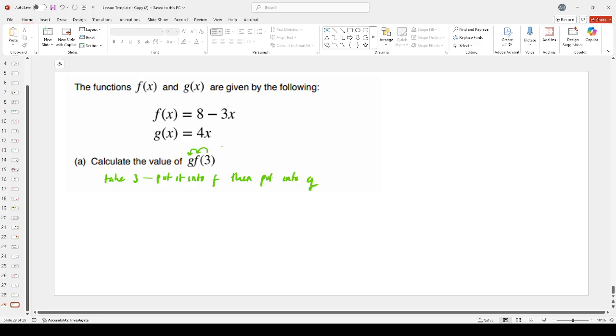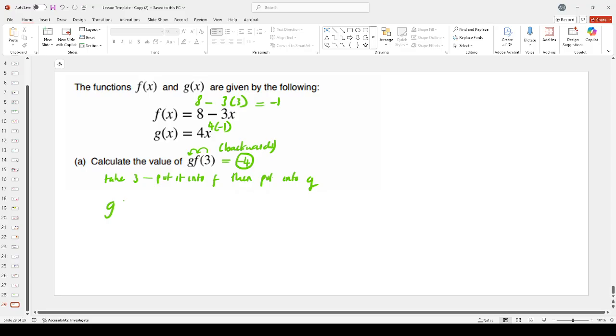So you're going backwards, okay? So what is the f formula? We're going to do 8 minus 3. Guys, what's 8 minus 9? Minus 1. And then we put minus 1 into this. What's 4 times minus 1? Minus 4. And that's the answer. Everyone okay with that?